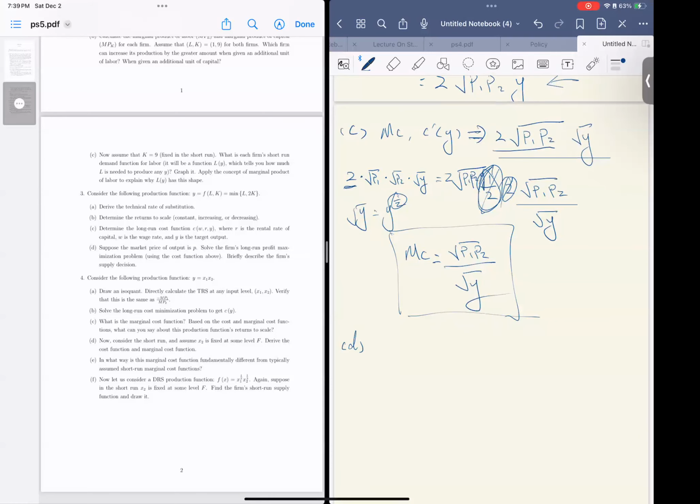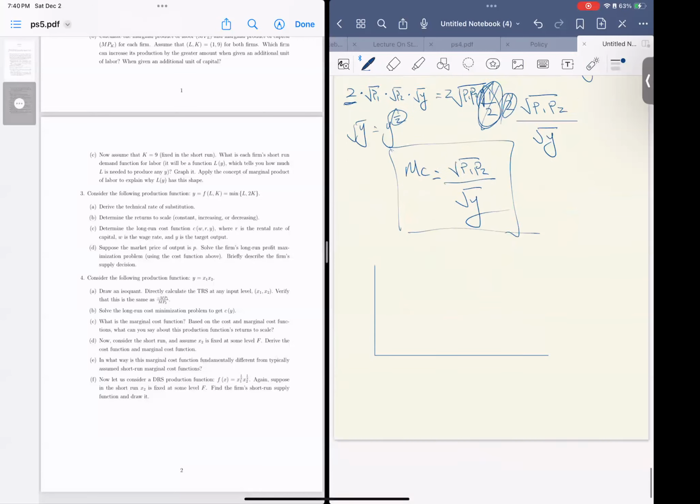Wait, question. For C, what would be the return to scale? Return to scale. Oh, I didn't answer that. Give me 1 second. Sorry. Let me just resume my answer. Okay, so let's do this. What does the increasing returns to scale graph look like?